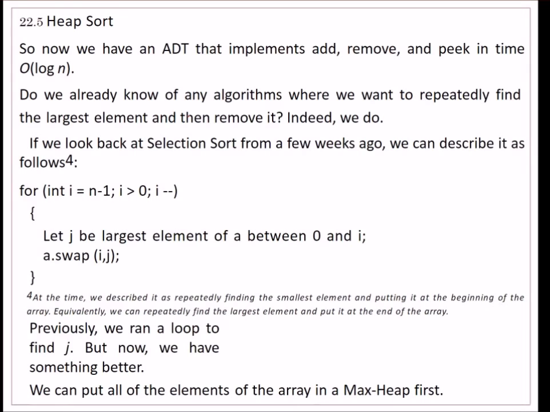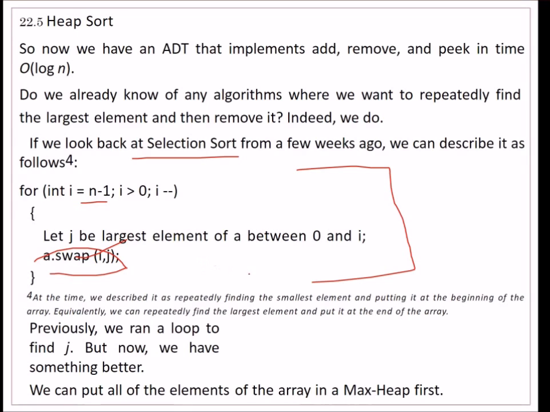So we have an abstract data type that implements add, remove, and peek in what time? Order of log n. So do we really know any algorithm where we want to repeatedly find the largest element and remove it? Indeed we do. Look back at selection sort. We have discussed it. It was something like this. You remember this code. You start with n-1 to 0. And we see that some swapping is done depending upon the selection of the proper element. So we ran the loop to find this j, but now we have something better.